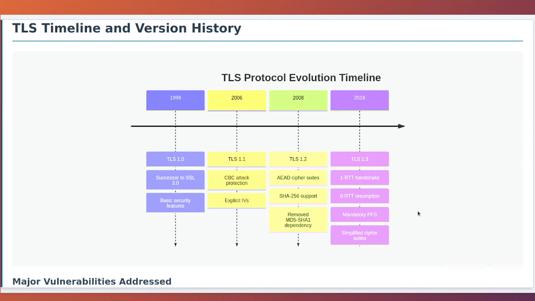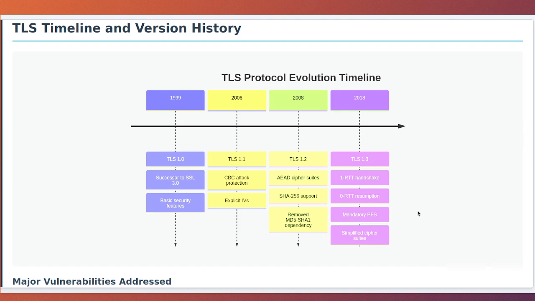TLS 1.0 was published in 1999 as the successor to SSL 3.0. It was the first version under the TLS name, though it was very similar to SSL 3.0 with some minor improvements. By today's standards, TLS 1.0 is considered insecure and has been deprecated by most modern browsers and services.